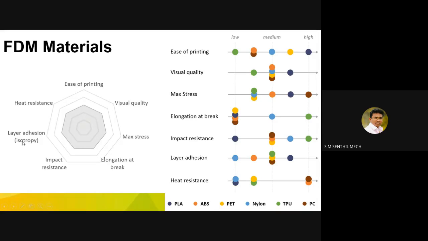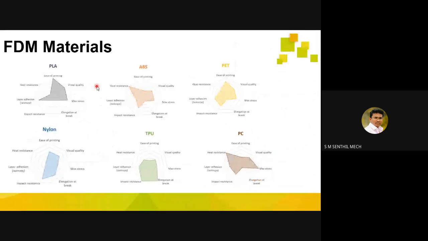We discussed nearly seven parameters: ease of printing, visual quality, the stress it can withstand, how much it can stretch or elongate before breakage, impact resistance, layer adhesion, and heat resistance. Based upon these characteristics, we discussed their relationships. This is one of the combined relationships, and this is the individual relationship for each and every material most commonly used in the field.